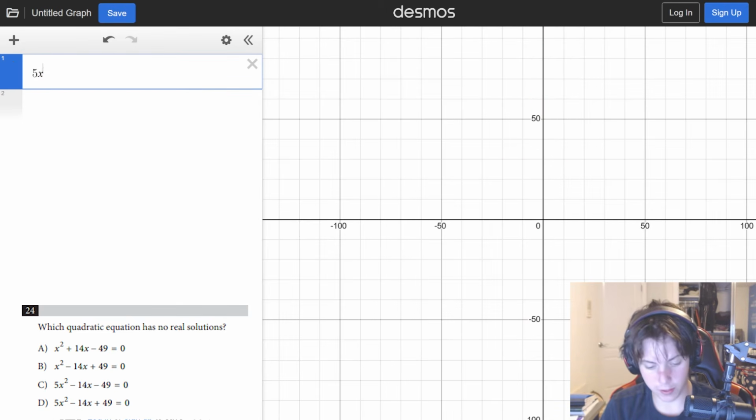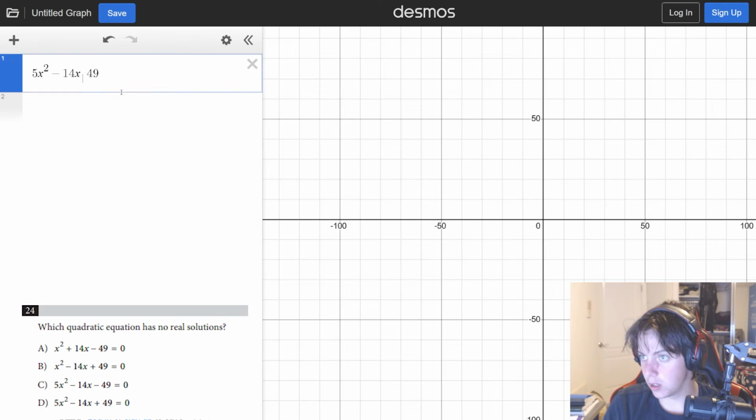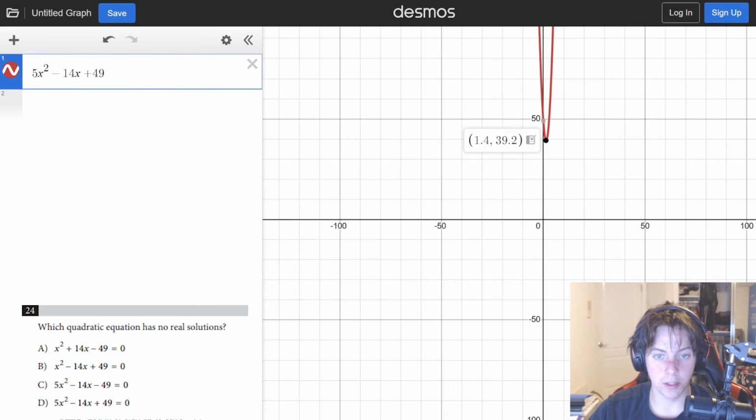Next we have 5x squared minus 14x minus 49. And we see that has a solution. And finally we have 1 plus 49. And we can see that this one won't have a solution, obviously, because the other ones did. So we can kind of just use elimination either way. But so we see the answer is D for 24.